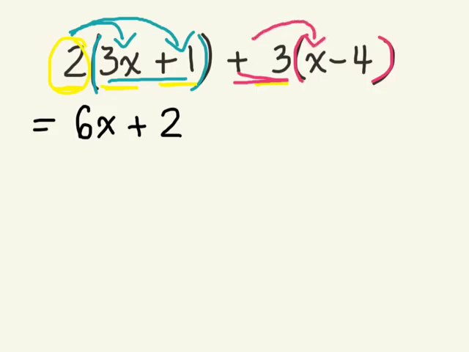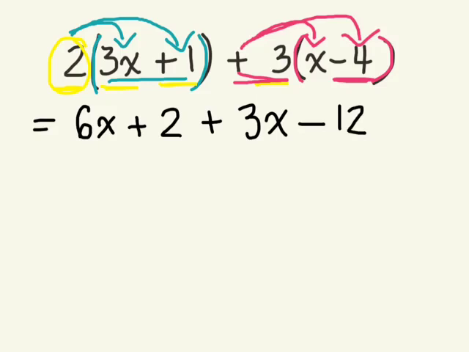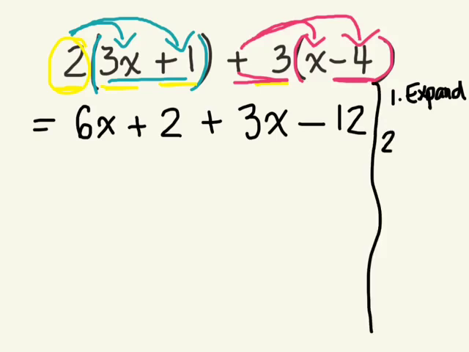Distribute it. What's 3 times x? Positive 3x, good. What's the last thing I need to distribute here? 3 times negative 4. What's a positive times a negative? 3 times 4. Okay, so we finished the first step, which was to expand, right? Remove the brackets. Now what do I need to do? We're going to collect the like terms.